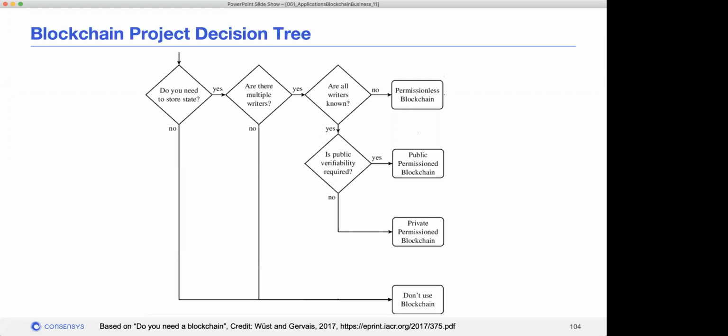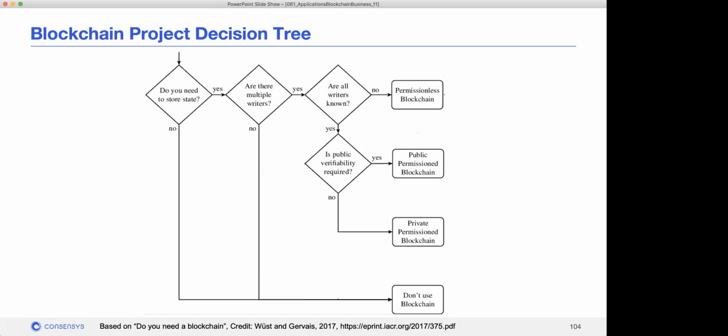So is there state that needs to be stored? Yes or no? And are there multiple writers? So is there going to be more than one party writing to the system? And if the answer to both of those is yes, then some sort of blockchain is probably going to be applicable, and otherwise not.